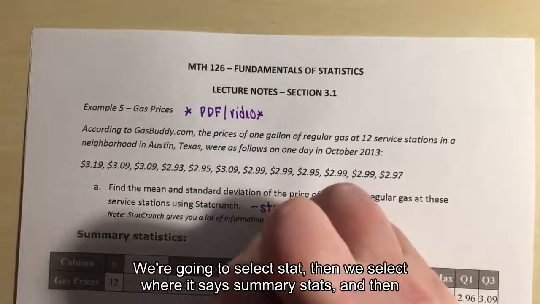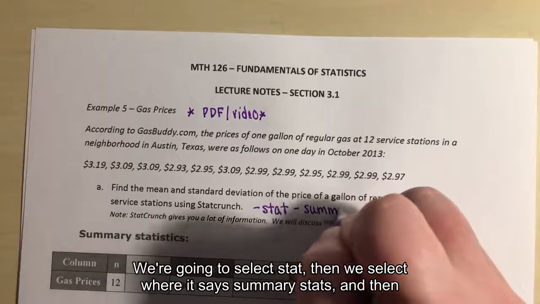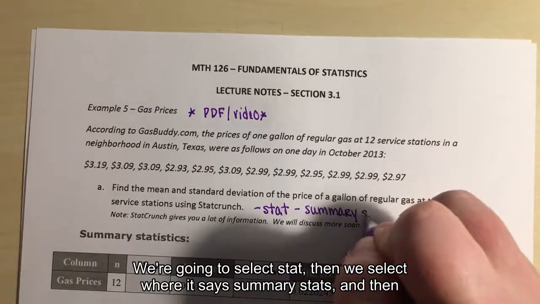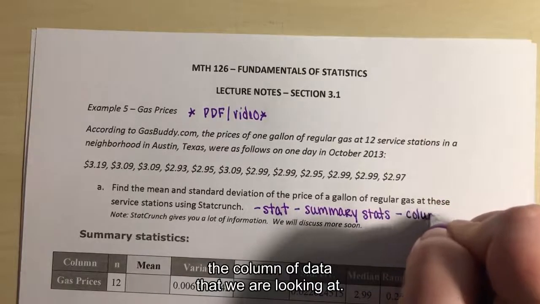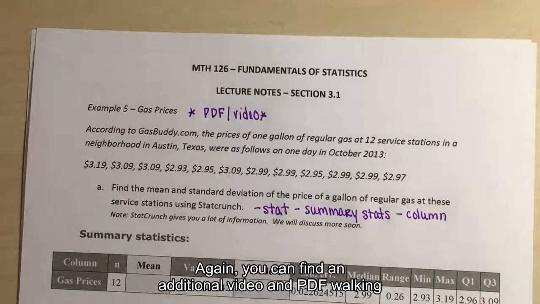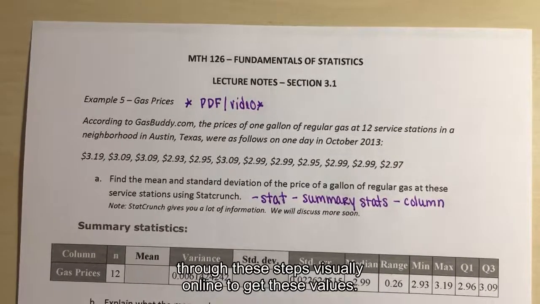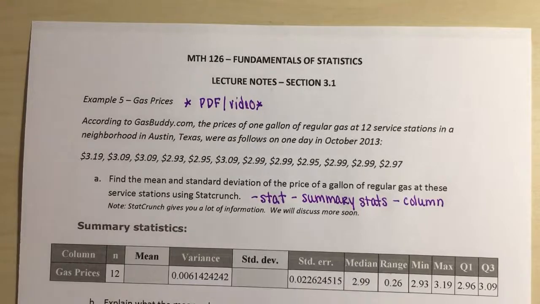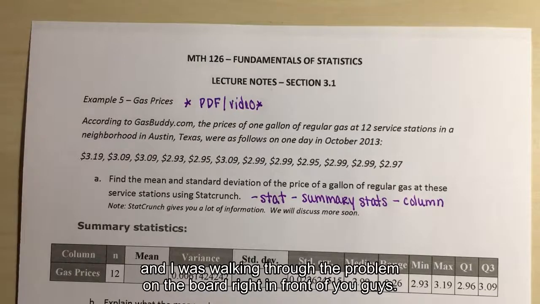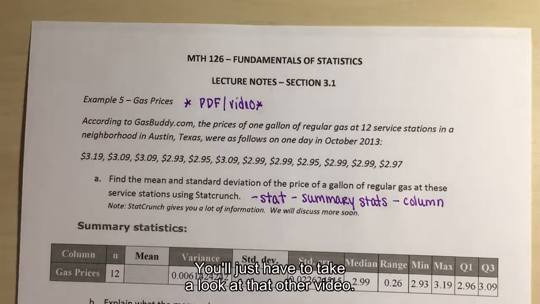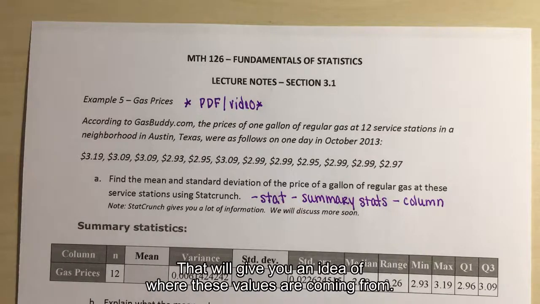We're going to select Stat, then we select where it says Summary Stats, and then the column of data that we are looking at. Again, you can find an additional video and PDF walking through these steps visually online to get these values. It's a little different than if we were doing it in a normal classroom and I was walking through the problem on the board right in front of you guys. So you'll just have to take a look at that other video. That will give you an idea of where these values are coming from.